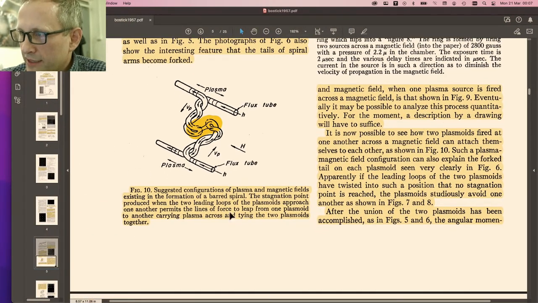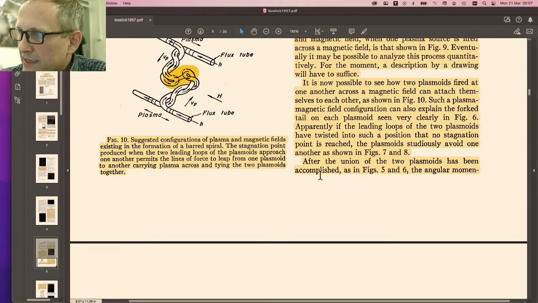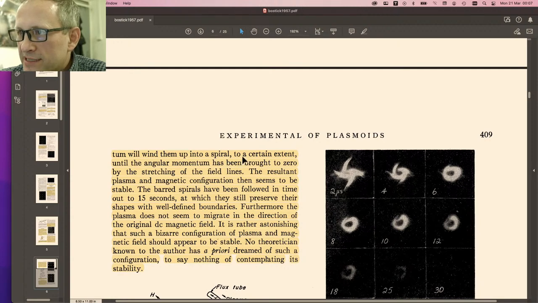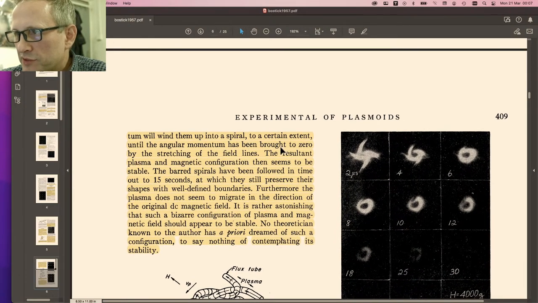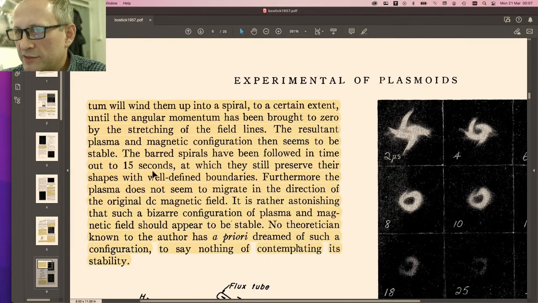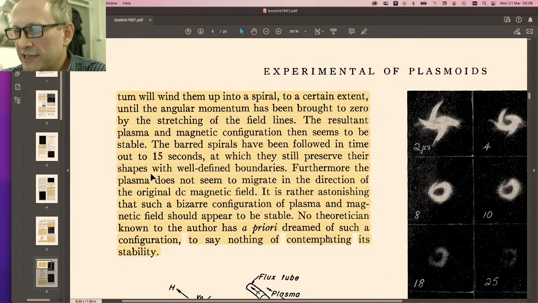Now, I quite like this description here. After the union of the two plasmoids has been accomplished, as in figures 5 and 6, the angular momentum will wind them up into a spiral to a certain extent until the angular momentum has been brought to zero by the stretching of the field lines. I'm going to read you something from somewhere else a little bit later. The resultant plasma and magnetic configuration then seems to be stable. The barred spirals have been followed in time out to 15 seconds, at which they still preserve their shapes with well-defined boundaries. Furthermore, the plasma does not seem to migrate in the direction of the original DC magnetic field. It is rather astonishing that such a bizarre configuration of plasma and magnetic field should appear to be stable. No theoretician known to the author has a priori dreamed of such a configuration, to say nothing of contemplating its stability.